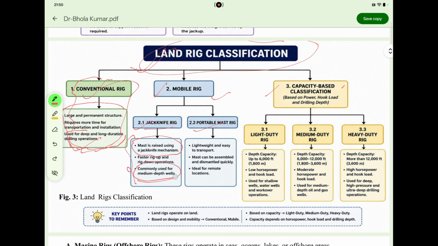This is not suitable if you want to drill a well of depth 10,000 feet or 12,000 feet or 20,000 feet, right? So this is all about the Jacob rig.